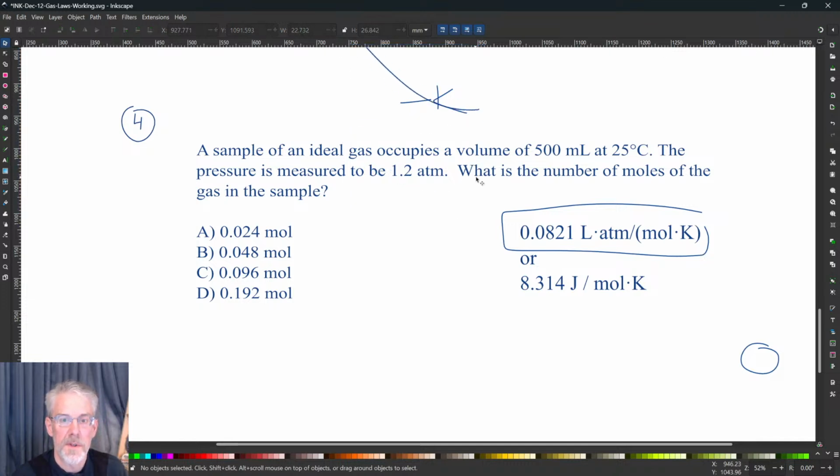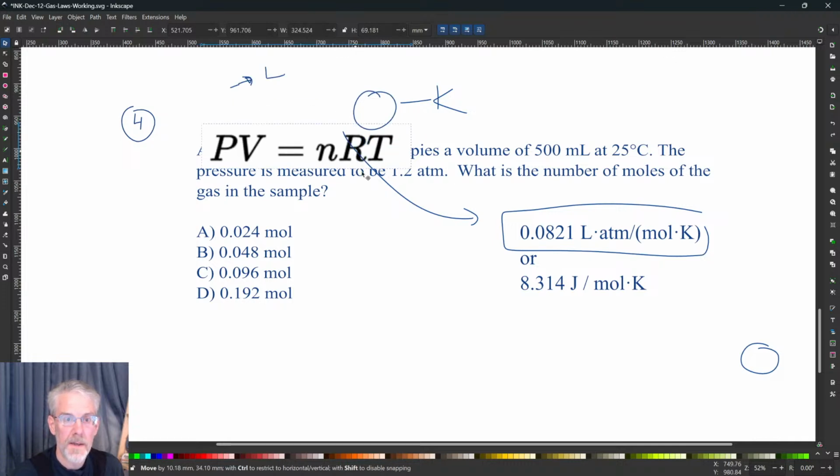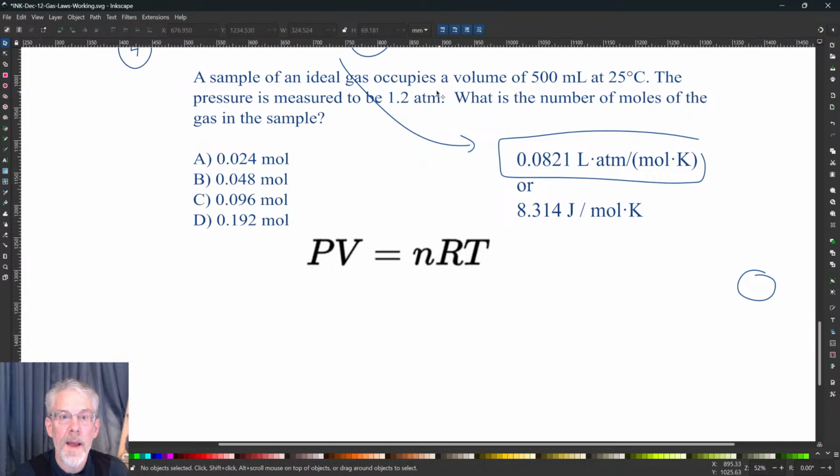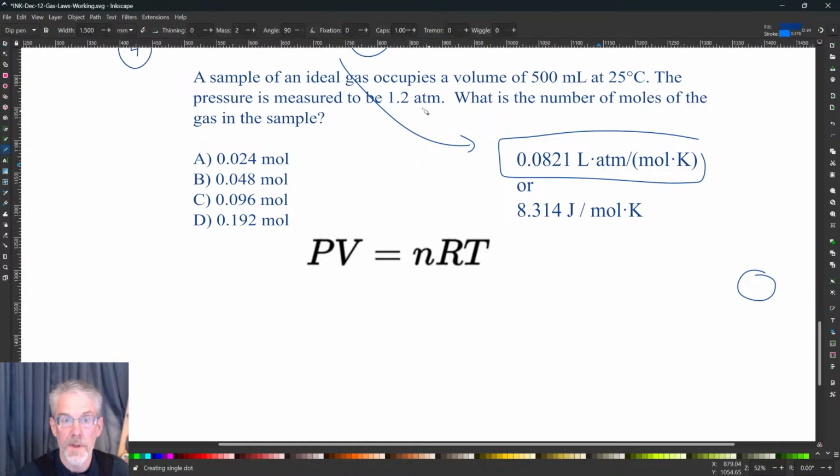Whoops, that's not what I wanted to do. I want the equation back. There it is. So we do have pressures in atmospheres. So that means this is going to be the R we use, because we have atmospheres. So pressure is 1.2 atm, but we have a bit of a problem because volume is in milliliters.